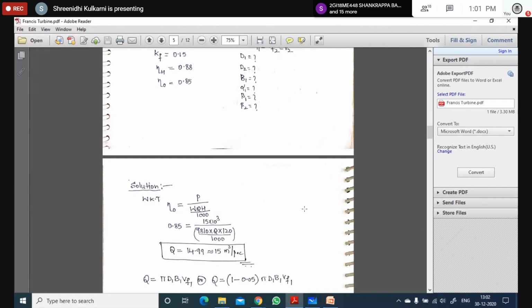So we'll continue the same problem. First, we know the overall efficiency. The overall efficiency formula remains same. By using this overall efficiency formula, we can easily calculate what is Q, that is discharge. Because we know P, we know overall efficiency, we know W, and we know head. By using this equation, find out what is discharge.